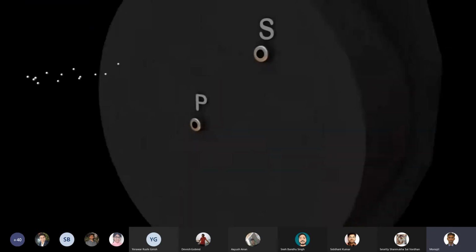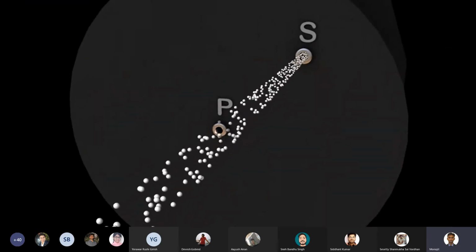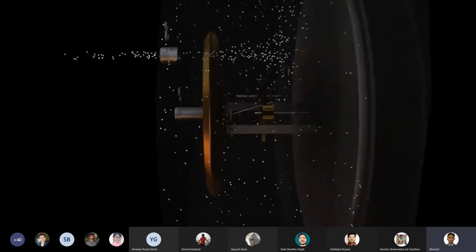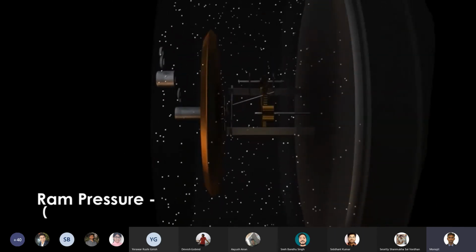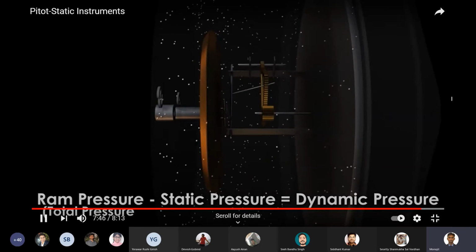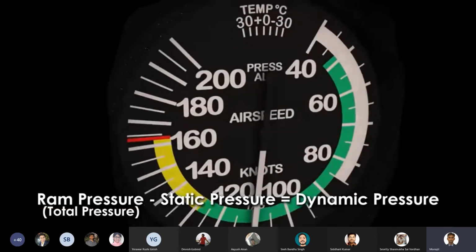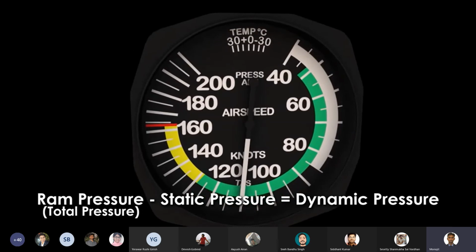To fix this, the static port connects and fills the case surrounding the diaphragm with static air. This will subtract out the static air pressure that the pitot tube captured and only allow for the dynamic pressure to be read on the instrument. This keeps the airspeed indicator reading the correct values no matter what the altitude of the airplane is.